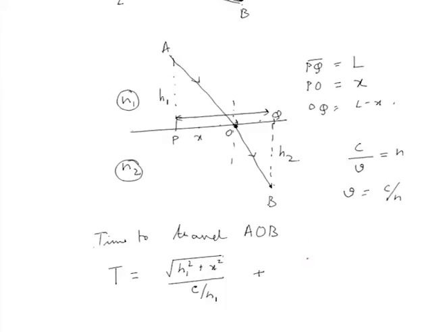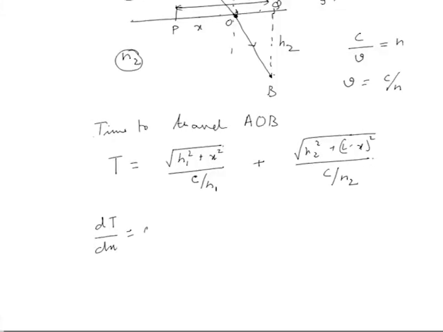Now, what about the distance OB? That is the square root of h2 squared plus L minus x whole squared, divided by c by n2. Remember, the speed of light in medium 2, which I call v2, is again dependent on the refractive index, and c is the speed of light in vacuum. Now, we need to take the extremum of this, which means we simply take dT/dx equal to 0. c and n are constants here, so we need to differentiate this entire expression with respect to x.